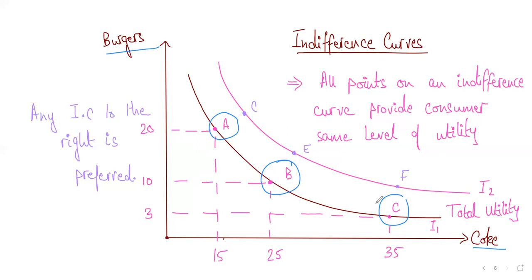So an indifference curve is a graph that shows combinations of two products which give the same level of satisfaction to the consumer, right? However, if there's an indifference curve to the right of any other indifference curve, then that higher curve, which is to the right, will be preferred more. Why? Because that allows you to consume more quantities of goods. Easy?